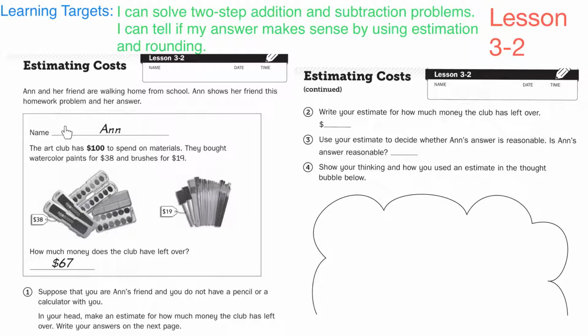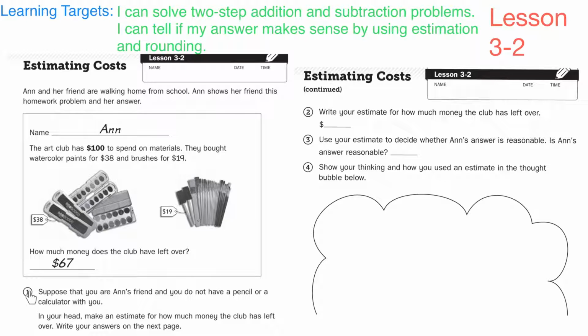So if we look here, Anne and her friend are walking home from school. Anne shows her friend this homework problem and her answer. The art club has $100 to spend on materials. They bought watercolor paints for $38 and brushes for $19. How much money does the club have left over?